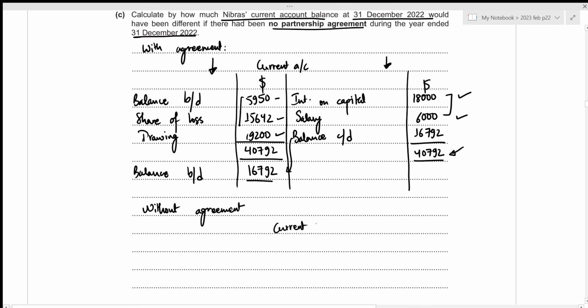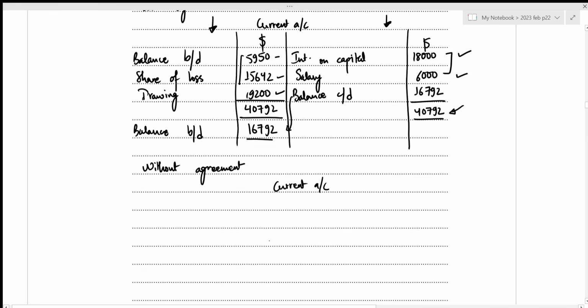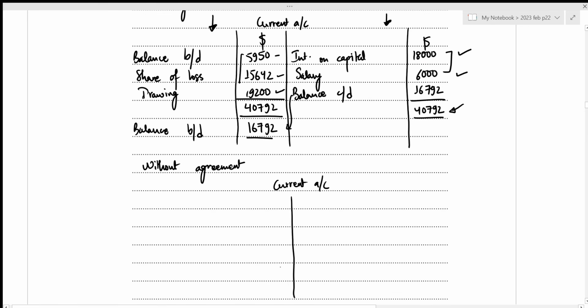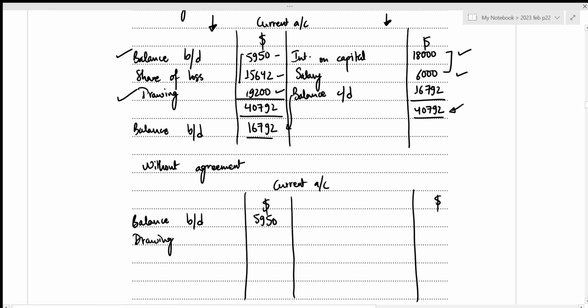So that's the current account. Again, it's only going to be for NIBRAS. Our opening balance will not change because that was given already in the question itself. So that's going to be our balance BD with 5,950, and our drawings amount will also not change. So that's going to be still on the debit side with the same amount of 19,200.